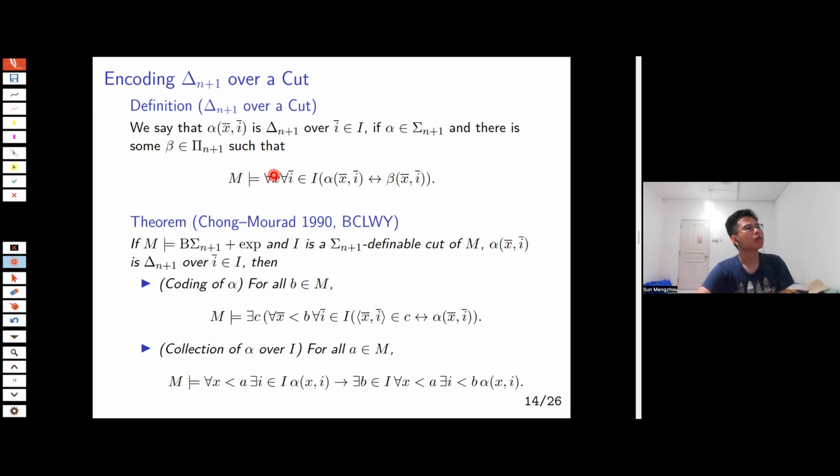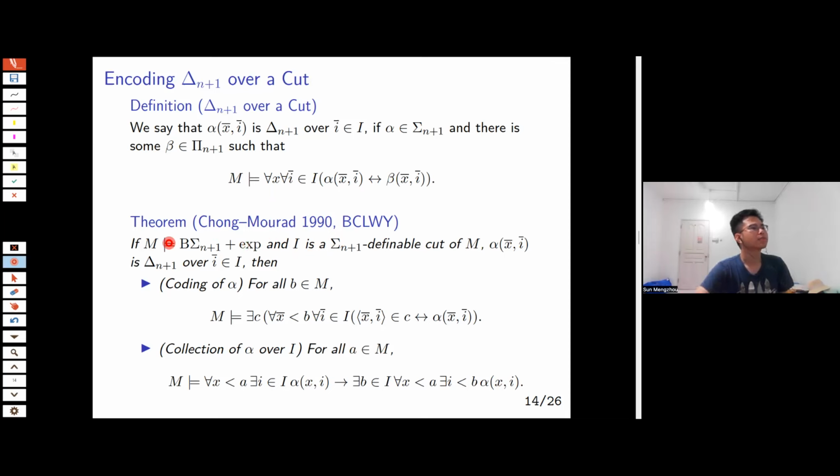And also we allow some other parameter where the equivalence holds for this x running over the whole model. So it's a slightly generalization of the original Delta m plus 1 formula. And there's a folklore result saying that if you have BΣ_{m+1} and x, then actually you can do coding for all the bounded Delta m plus 1 definable formulas. And the following is a slightly generalization, which is called Chomura coding lemma.